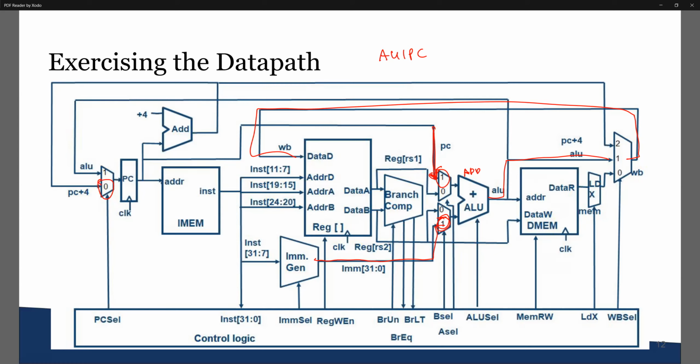Sorry, can you elaborate what is the AUIPC instruction? It stands for add upper immediate to PC, to program counter. So you add the upper 20 bits, immediate 31 to 12, to the PC, and then you write that back to a register, and then you increment the program counter by 4. Oh, okay. So essentially it offsets the program counter by the immediate value. That's right, yes, by the upper 20 bits of the immediate value. By the upper. Yeah. Okay.